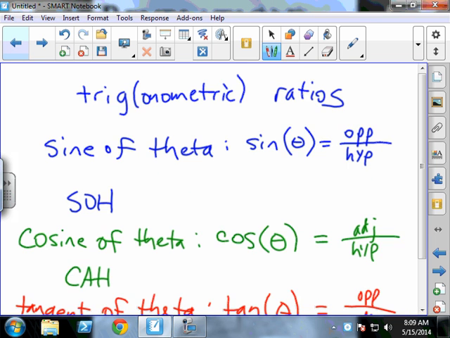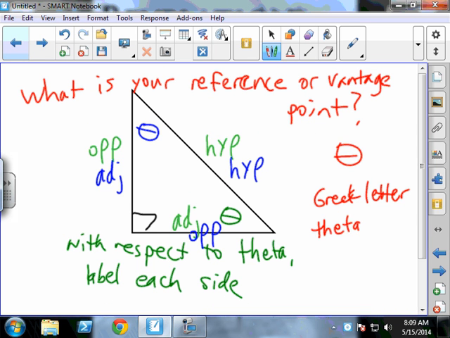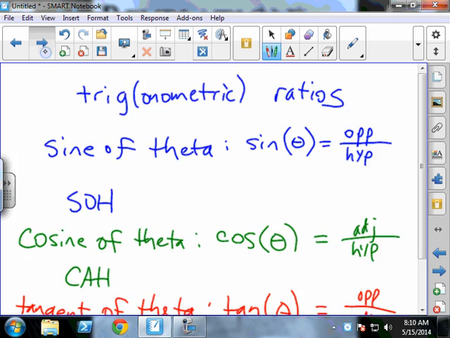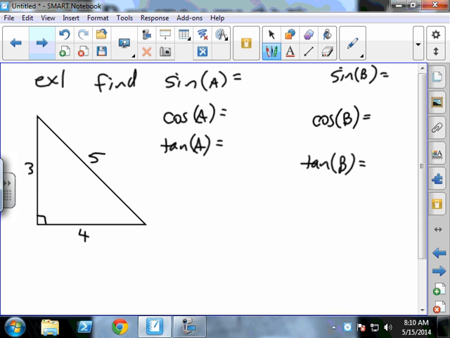So back to this reference angle thing, it's a big deal, it's important. A lot of people overlook the fact that you need to understand a reference angle, what it is, and with respect to that reference angle, what the parts are: the adjacent side, the hypotenuse, and the opposite side. So before I can answer those 6 questions, we need to label this triangle.